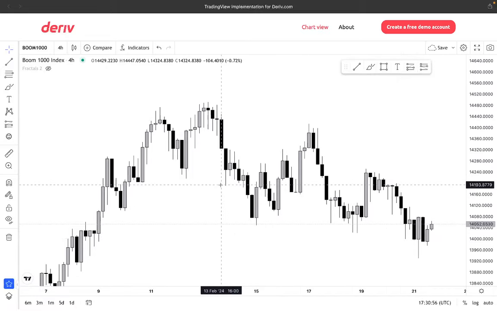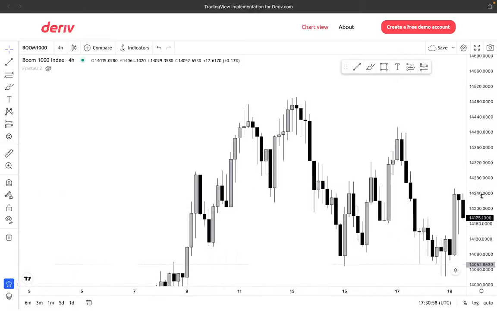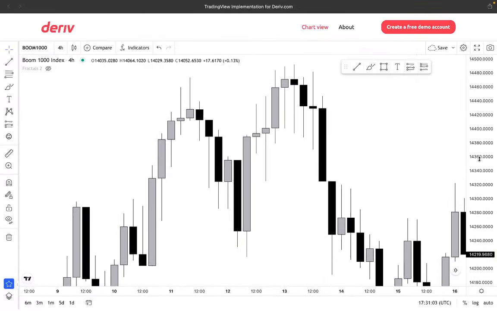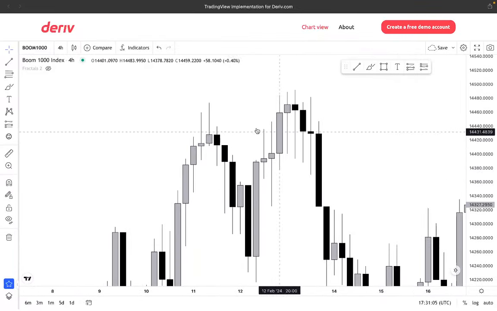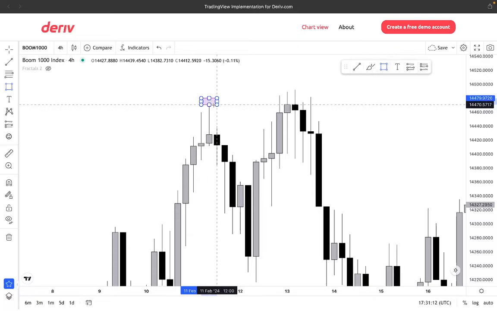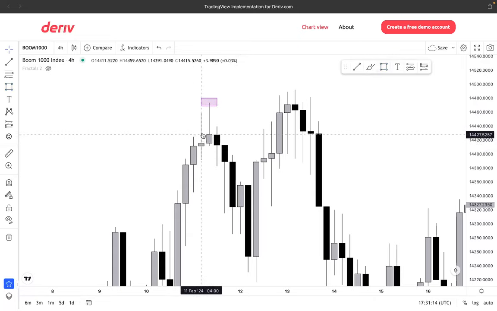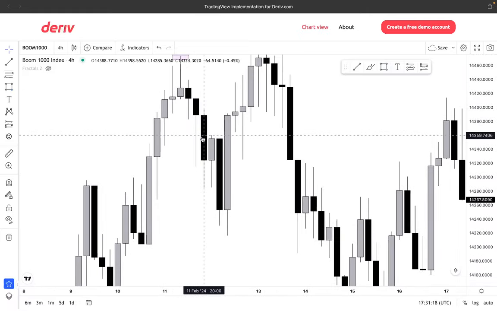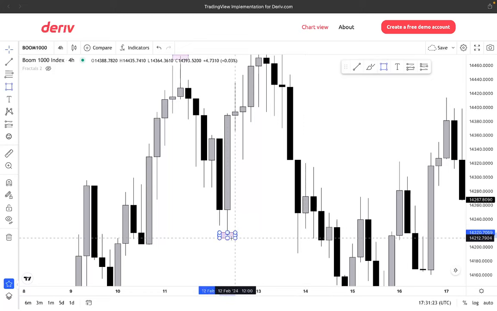All right, so let's quickly see if we can identify some highs and lows. Let's quickly zoom in. This works on every time frame. In this example, I'm just on the Boom 1000 pair, but as you can see, there is a fractal high. Left candle is lower, right candle is lower. Let's go down, down, down. Here we go. There's a fractal low. Why? Left candle is higher, right candle is higher.